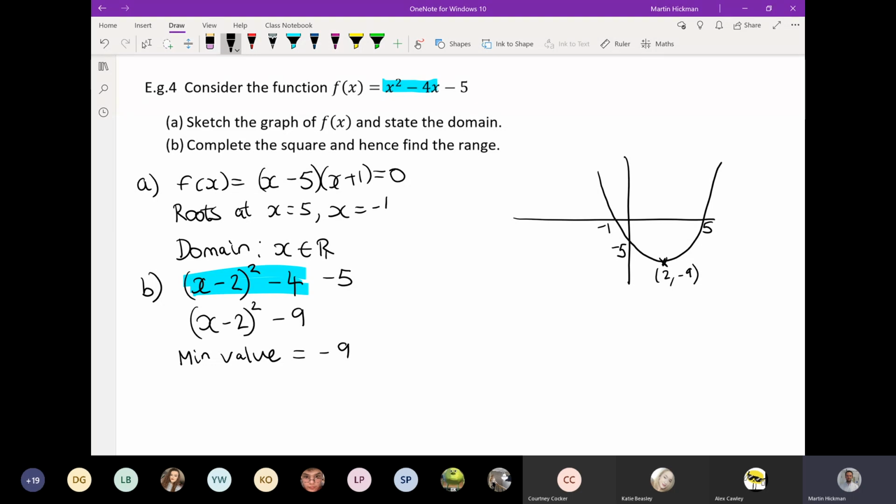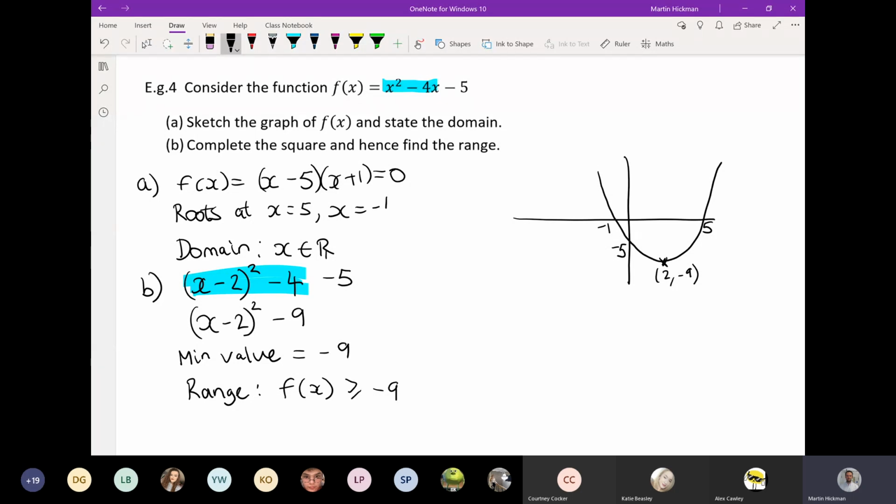So what this means for my range is the range is just simply f of x has to be greater than or equal to -9. Okay, greater than or equal to here because 2 is in my domain, so I can put in x equals 2 and that will give me -9, but that's the lowest value. F of x is only ever going to be -9 or greater than that.